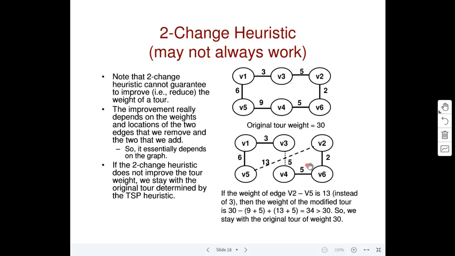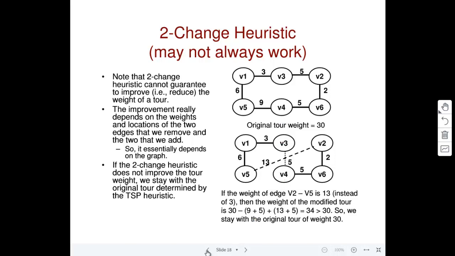So you have to look out for that, work out the numbers, and then say as part of your answer, show, of course you have to show the two change heuristic done like this, even in this case, and then say because the weights add up to more than what the original tour weight is, I'm not going to use the two change heuristic, I'm just going to stay with the original tour.